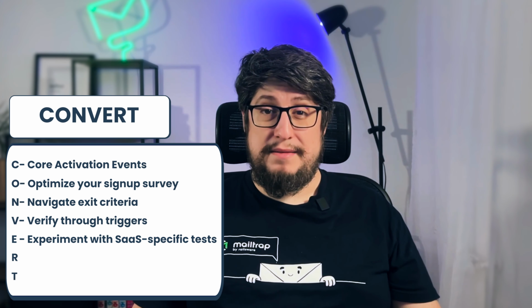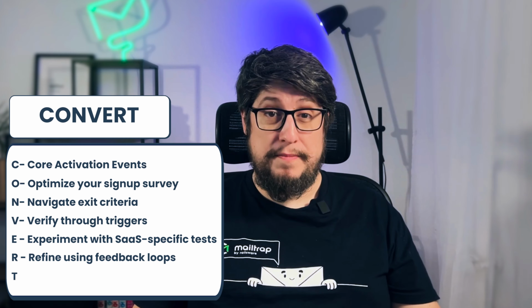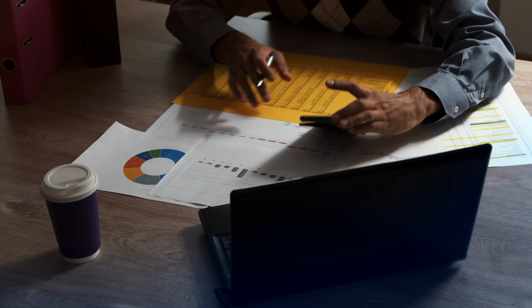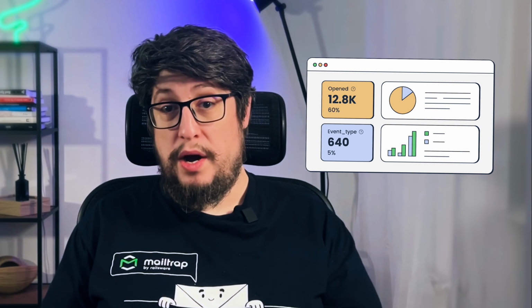Step number 6. Refine using feedback loops. Set up monthly audits. Look at your onboarding funnel and ask, where are people dropping off? If 60% open email number 1, but only 5% complete the action that it asks for, your CTA isn't clear enough, or the ask is too big. If email number 3 has a 10% bounce rate, you're probably sending it to the wrong segment.